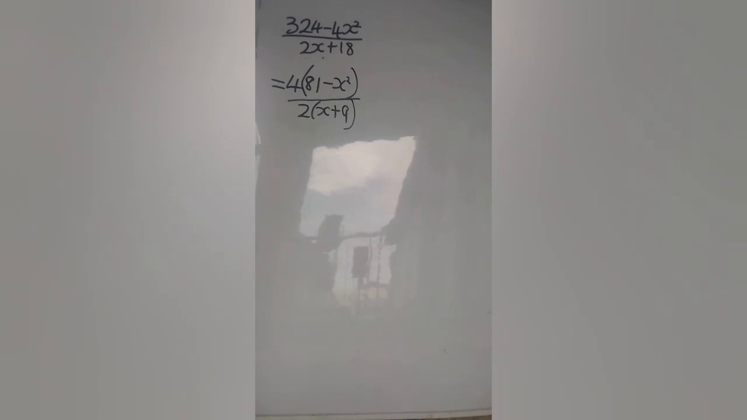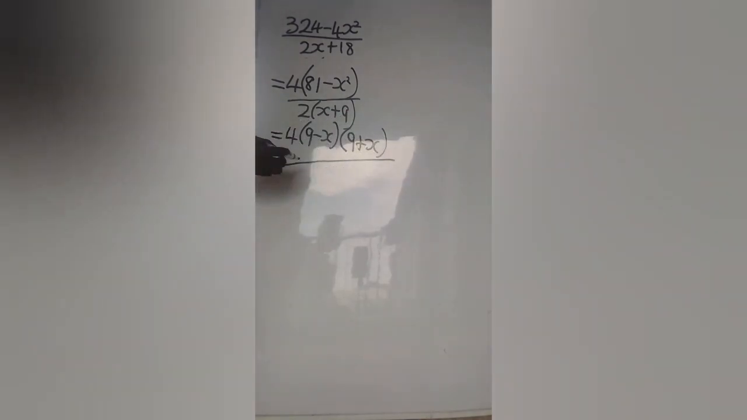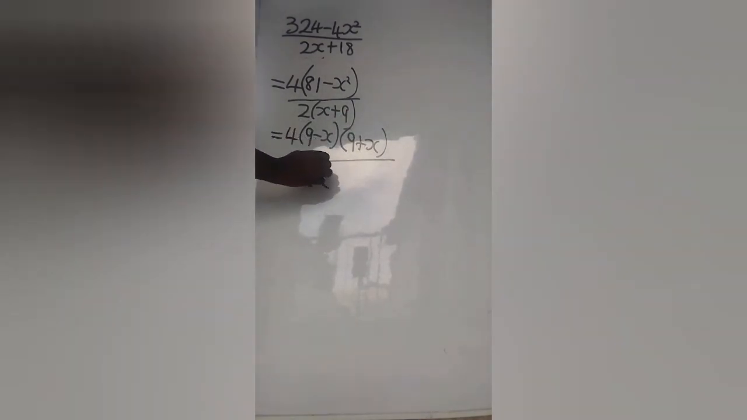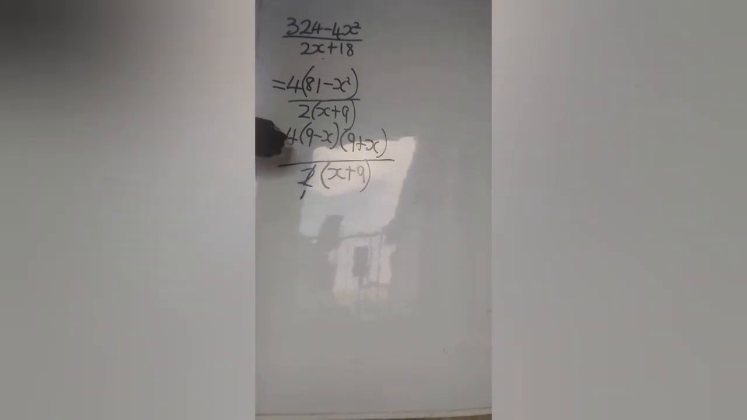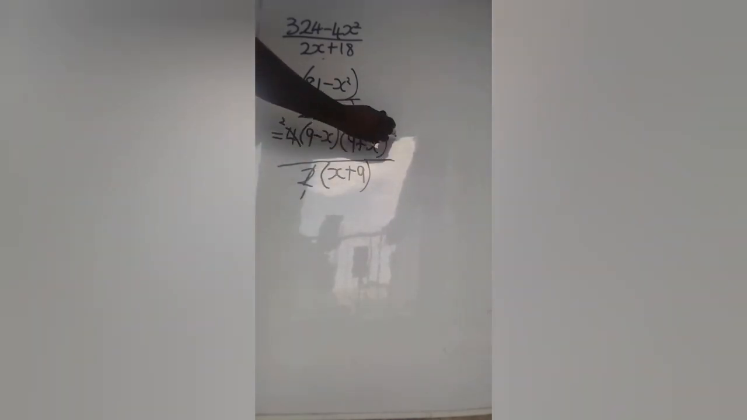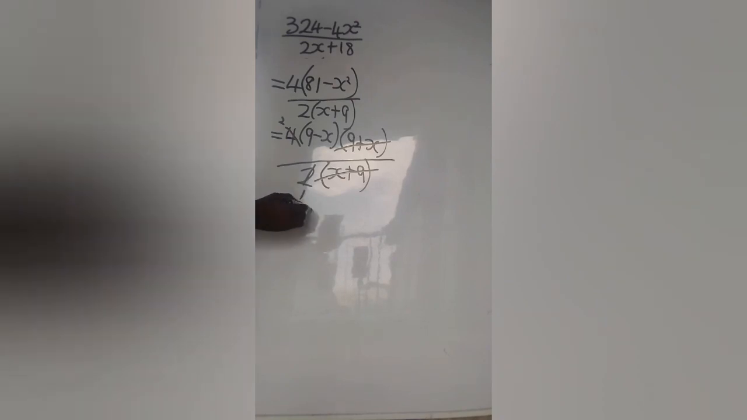81 minus x squared is a difference of two squares, so we expand it. 4 bracket 9 minus x, 9 plus x, all over 2 bracket x plus 9. 2 here 1, 2 here 2, this cancels out this. 9 plus x and x plus 9 are the same thing. So we now have 2 bracket 9 minus x.